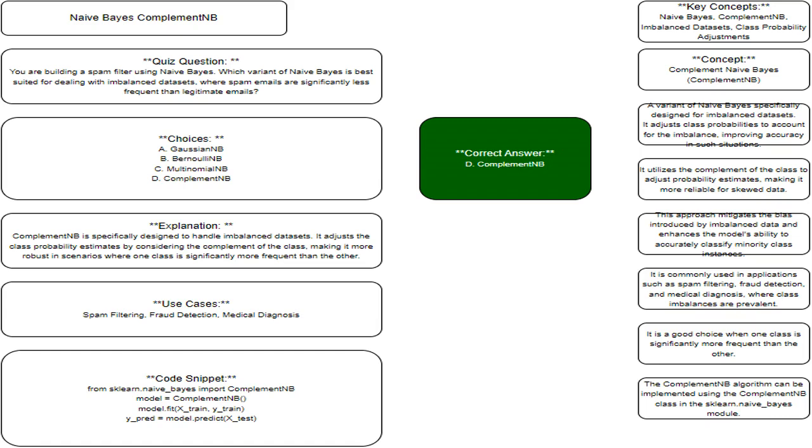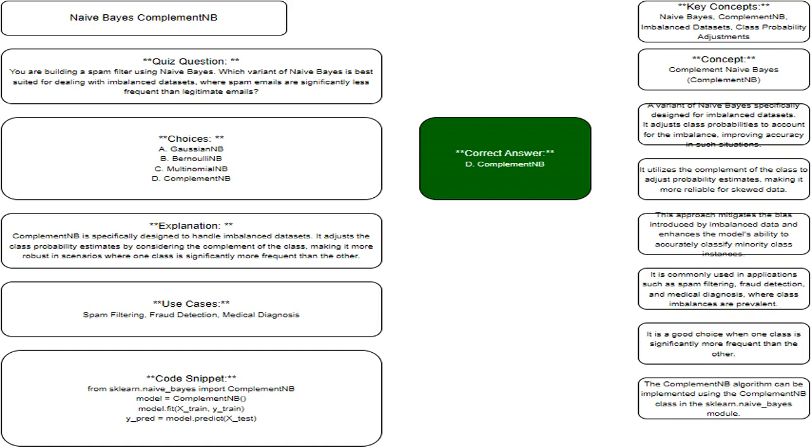Complement NB is specifically designed to handle imbalanced datasets. It adjusts the class probability estimates by considering the complement of the class, making it more robust in scenarios where one class is significantly more frequent than the other. Correct answer: D. Complement NB.